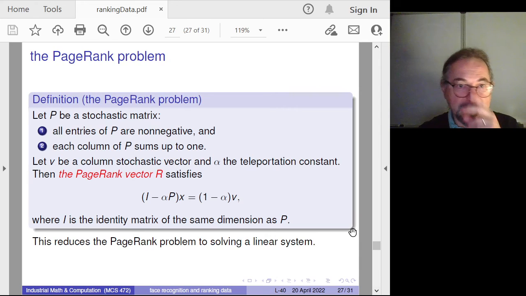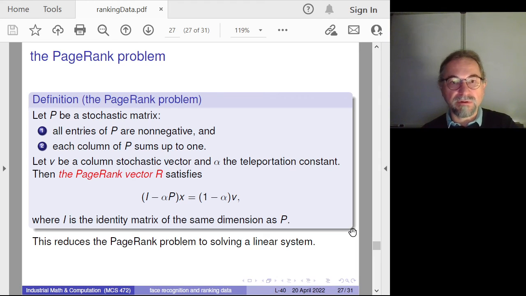Okay, so let's make that clear. Now this is an alternative definition of the PageRank vector. We have a stochastic matrix where the columns are the outlink probabilities for every web page. We have the teleportation constant and the distribution of the probabilities of a teleportation.